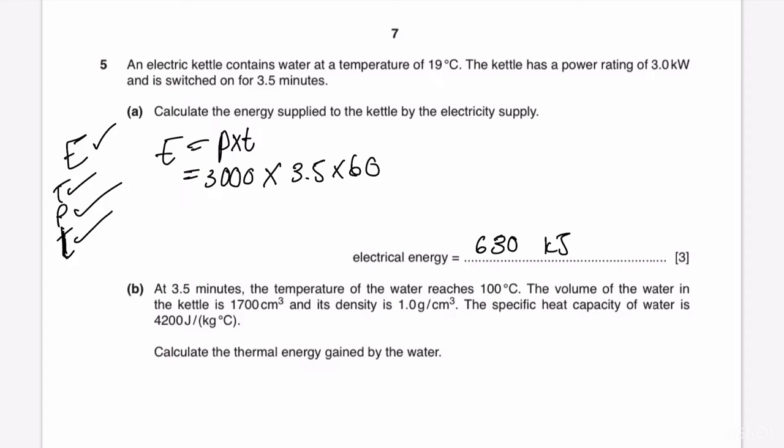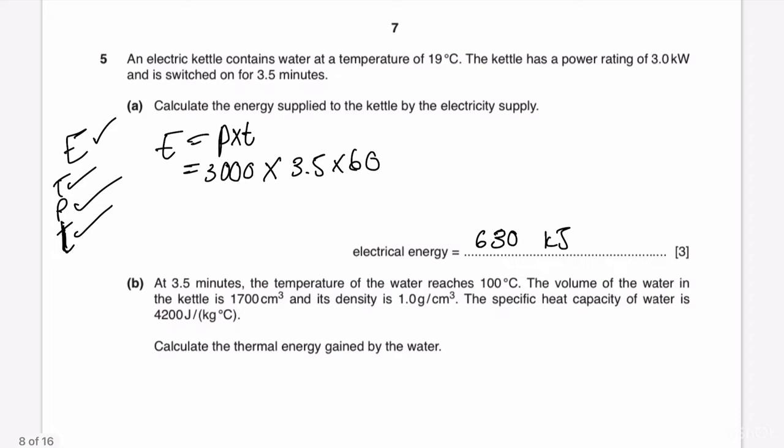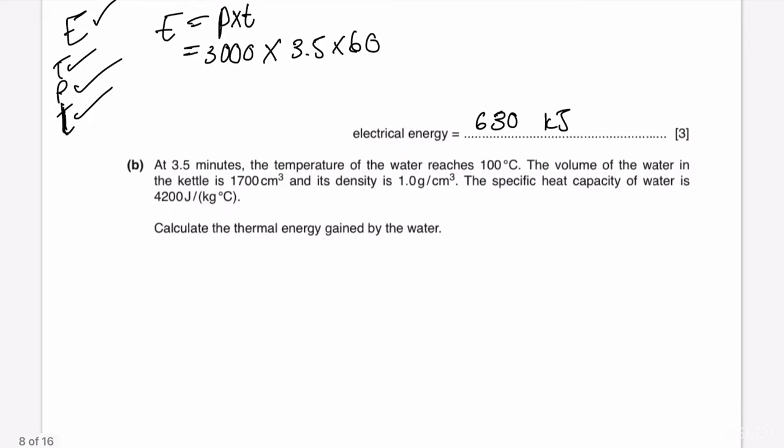At 3.5 minutes the temperature of the water reaches 100 degrees. Earlier we had 19 degrees, then it became 100 degrees. The change in temperature is equal to 100 minus 19. So the answer will be 81 degrees Celsius, which is the change in temperature.